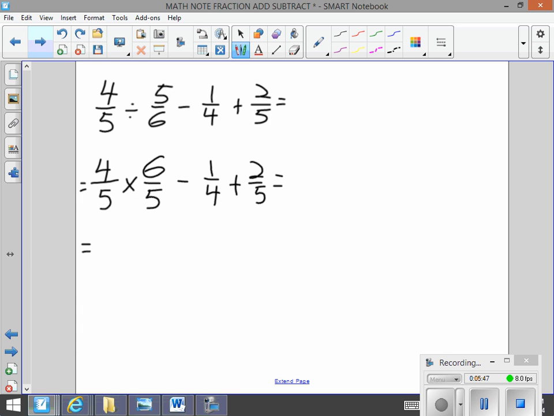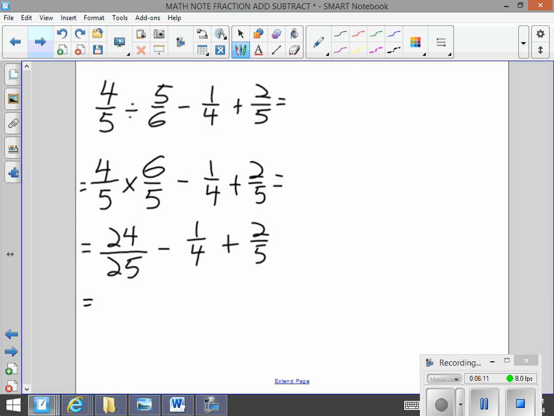All right, now we're just going to multiply. So 6 times 4, that's 6, 12, 18, 24. 5 times 5 is 25. And there we go. Now we have a subtraction and addition question here, right? So, again, we're going to go left to right with addition and subtraction.